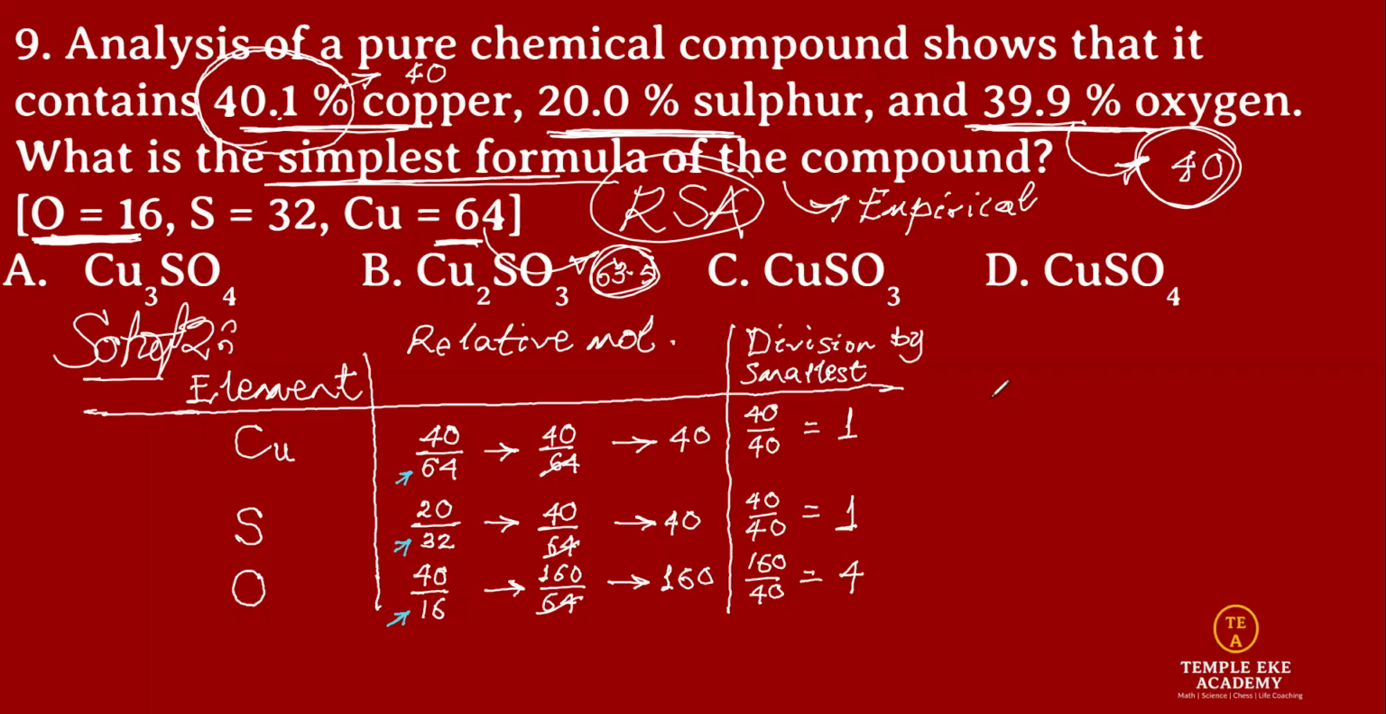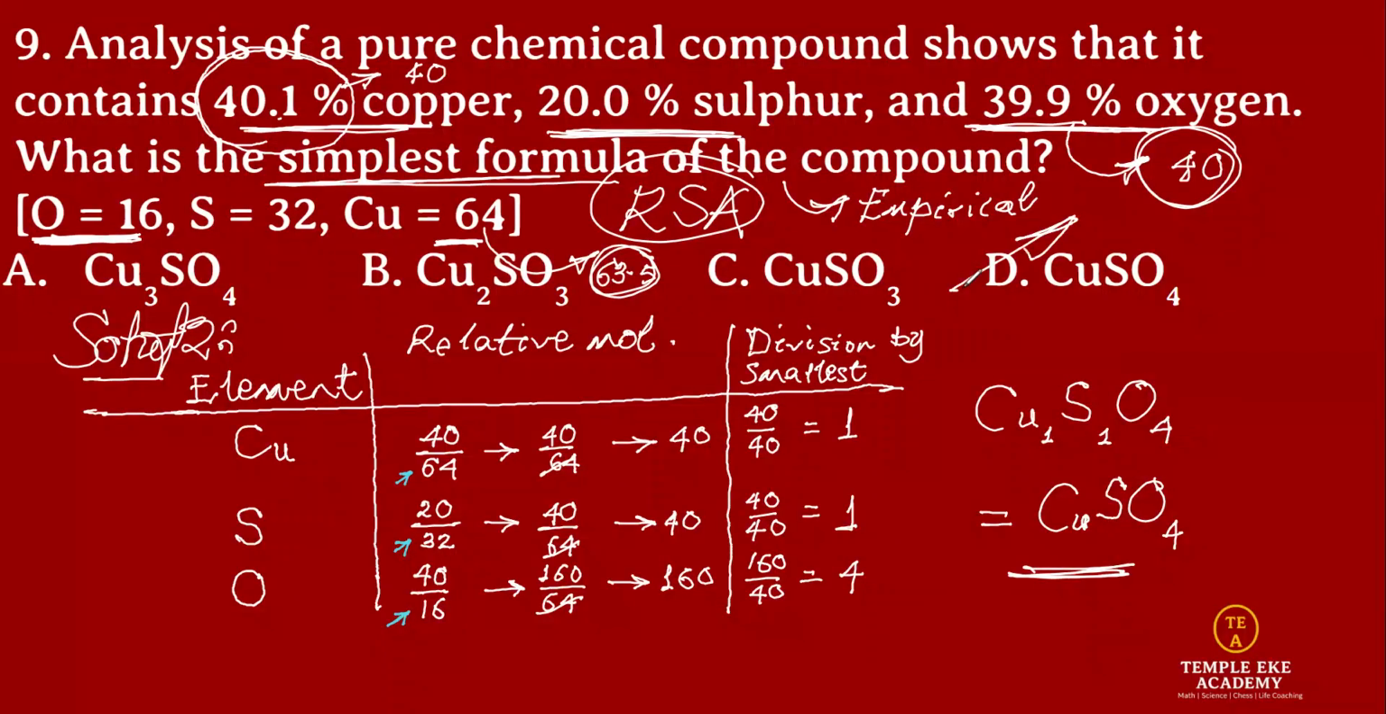And that will be copper, 1 atom, sulfur, 1 atom also, and oxygen, 4 atoms. We simplify this, and it is not common practice to write the suffixes as 1 in the chemical compound. So this simply means 1 atom of copper, 1 atom of sulfur, and of course 4 atoms of oxygen, the simplest formula. Our final answer, very simple, and that is actually option D right there.